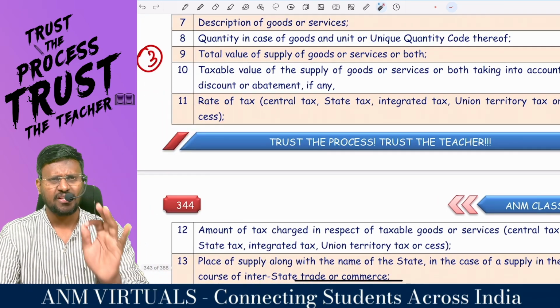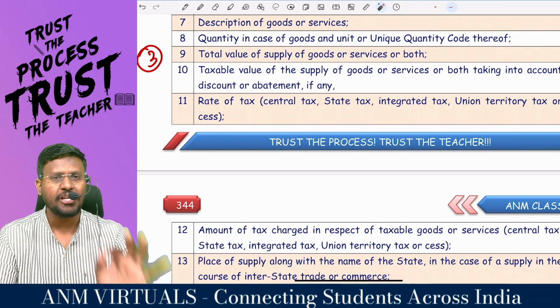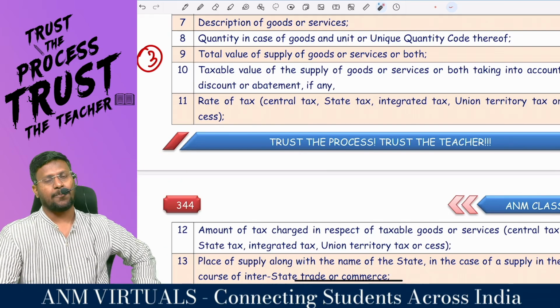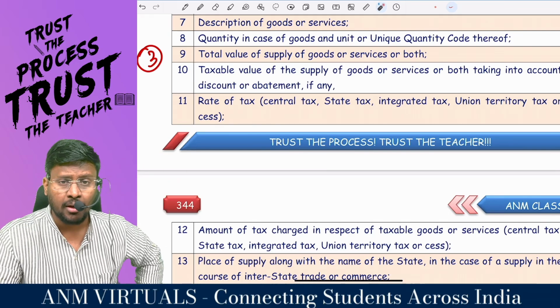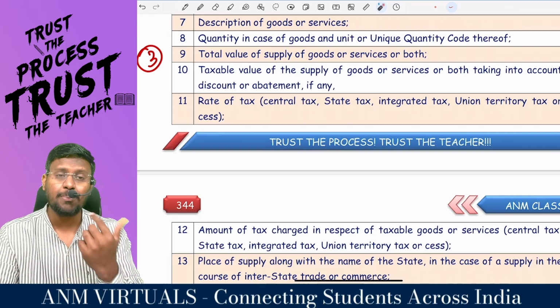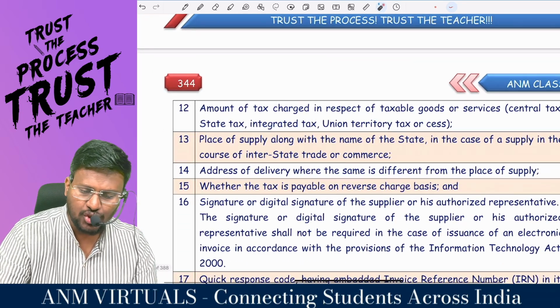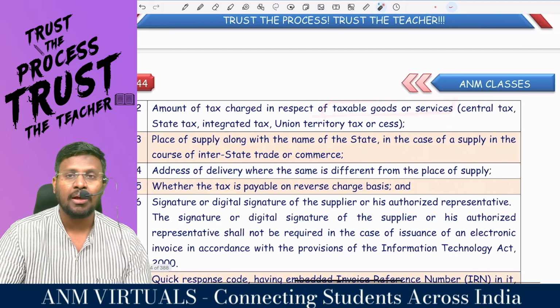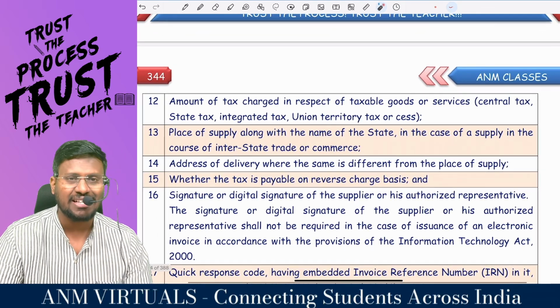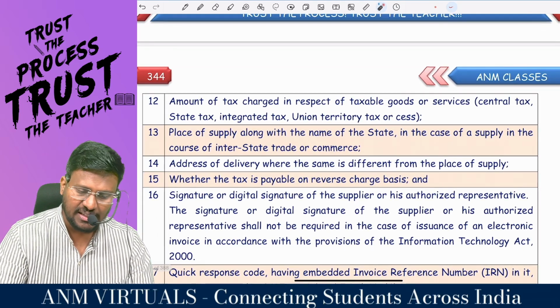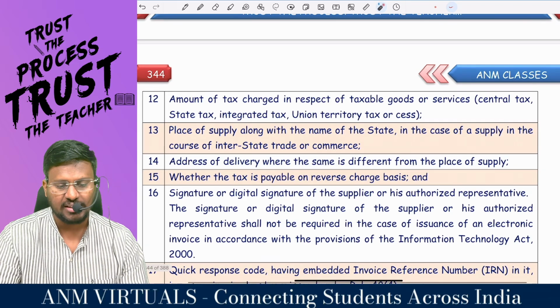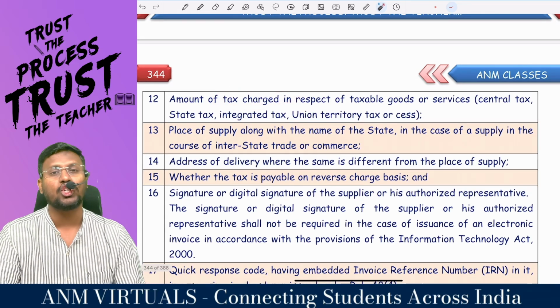Because as per section 33, tax should be specified in the tax invoice. So what tax you are collecting shows whether the supply is an intrastate supply or interstate supply. Then the amount of tax charged in respect of taxable goods or services: central tax, state tax, integrated tax, union territory tax, or cess. It says what tax you have charged.